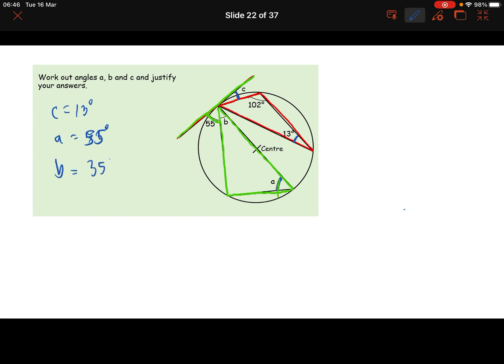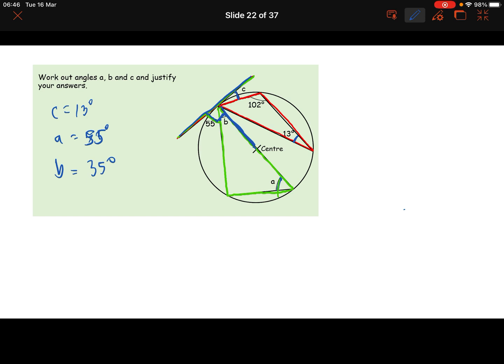Why? Because this is a right angle, because you've got a radius meeting a tangent makes a 90-degree angle. So we need to be able to combine all of these rules. You need to look for isosceles triangles. You need to use all the basic rules of angles as well.